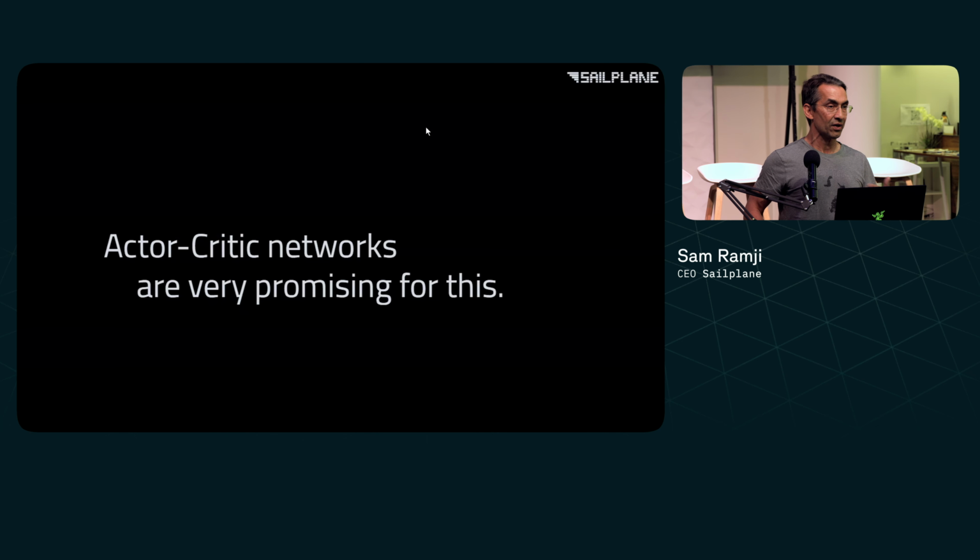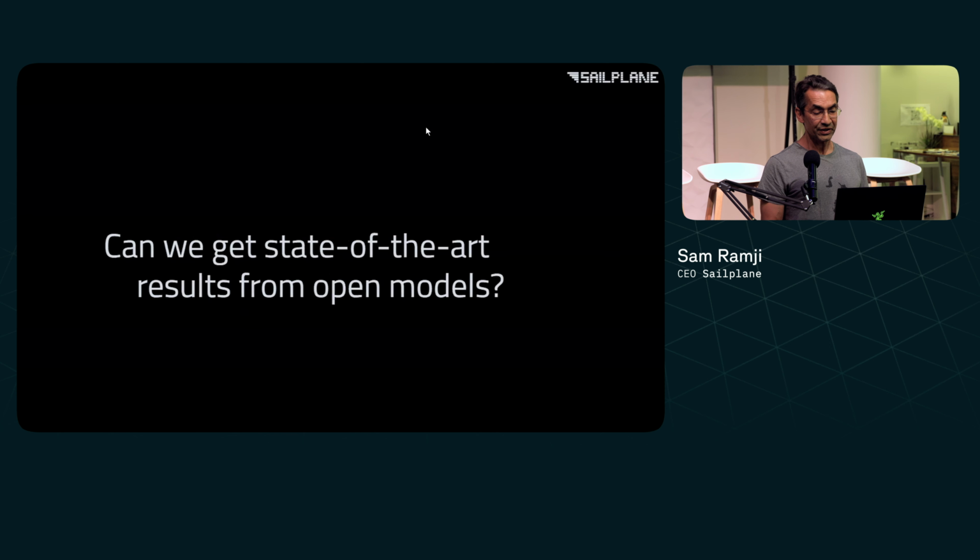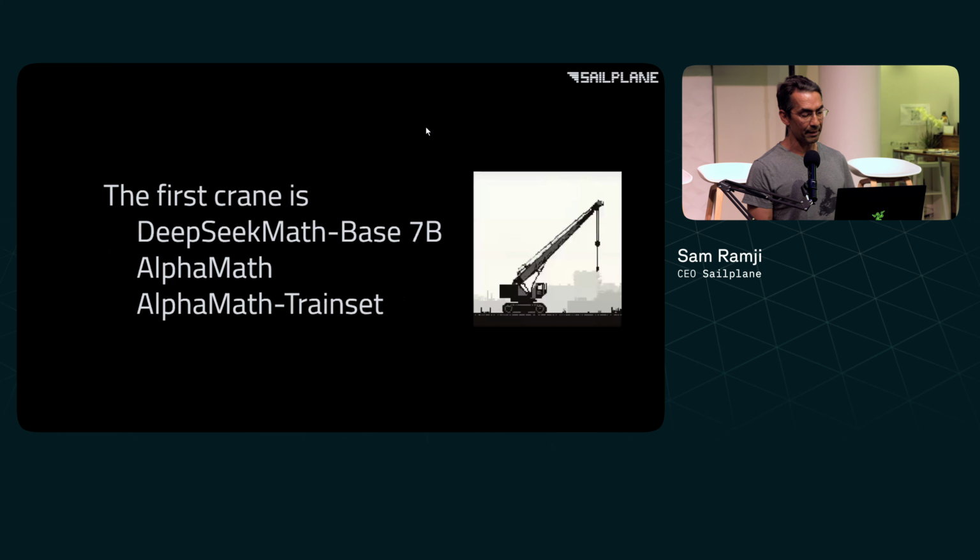I got to attend the Mistral 2 launch event yesterday, and Jensen Huang spoke in person. And he said, look, I see a world where you're going to take 1,000 turns of reasoning and planning before you return an answer to a person. So we're probably going to need to figure our own path out. So the question is, can we get state-of-the-art results from open models?